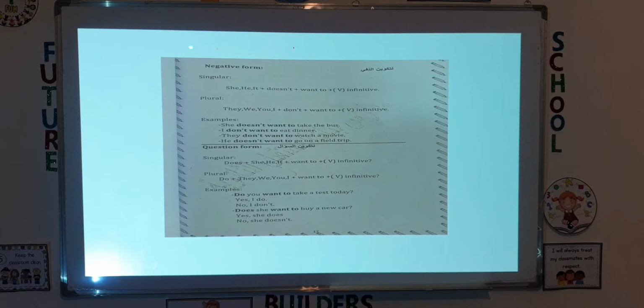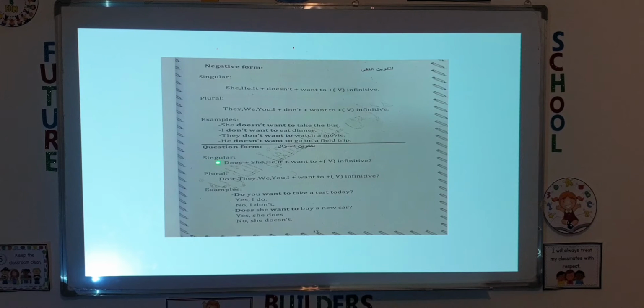Continue about the rule want to. Stay on page number 17 on your English booklets. Now, the last thing we need to talk about is the question form of want to. The question form: how to make a question using want to.